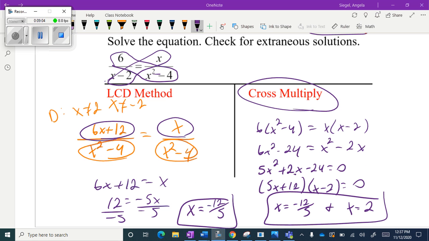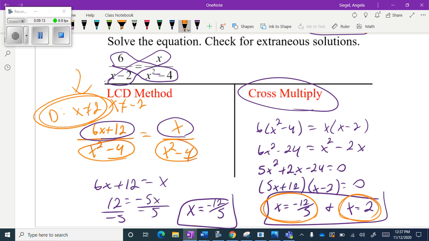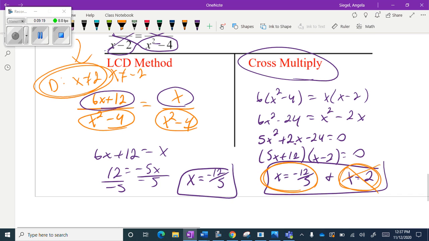Okay, so this way is interesting because I ended up with the same -12/5, but I also came up with an extraneous solution. So we know that x cannot equal 2, and so my final answer is going to be -12/5.